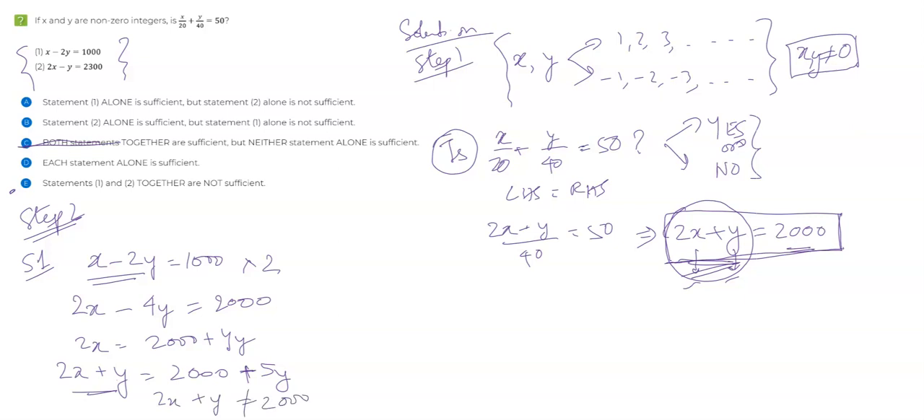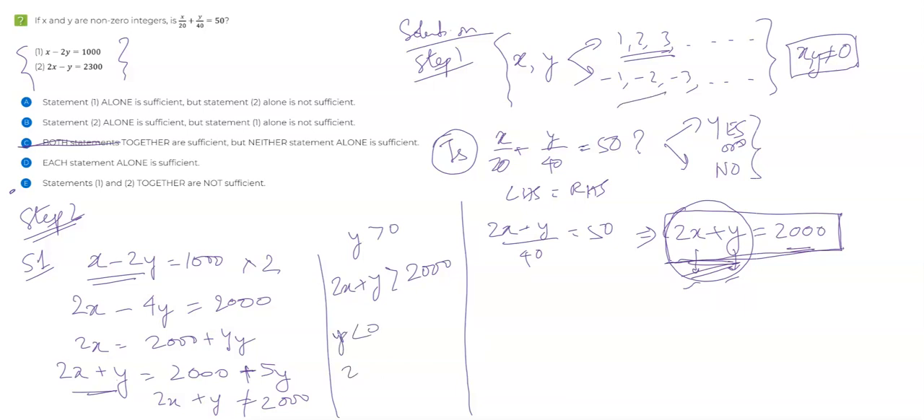Keep this in mind, because you can do minor analysis also. You can think in this way. If y is greater than 0, if y is a positive number, then 2x plus y will be greater than 2000. And if y is less than 0, if y is negative, then 2x plus y will be less than 2000, but will never be equal to 2000. And since the question is a yes no type of question, asking whether it is equal to 2000, you will say no, it is not equal to 2000, and so you are able to answer the question conclusively that no, it is not. That means statement 1 is sufficient.